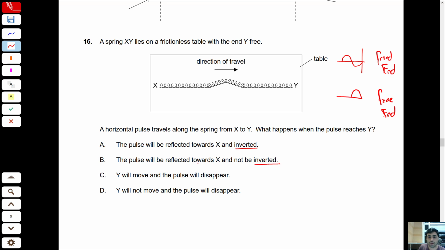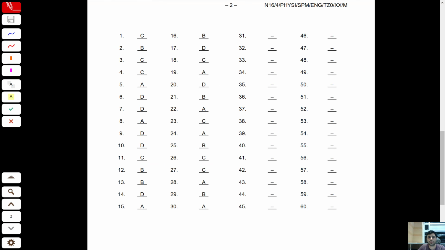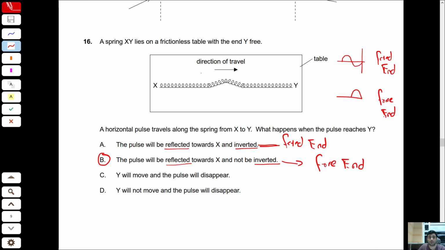So the pulse will be reflected toward X. Yes, there will definitely be a reflection. This would be true if it was a fixed end. This one is true if it's a free end. So in the free end there will be no inversion. So the wave will not be inverted. So it has to be part C. Only for a free end the reflected wave is no longer inverted, but for a fixed end the reflected wave is always inverted.